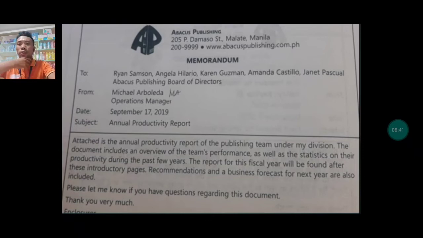In the annual productivity report of the publishing team under my division, the document includes an overview of the team's performance as well as statistics on their productivity during the past few years. The report for this fiscal year will be found after these introductory pages. Recommendations and a business forecast for next year are also included. Please let me know if you have questions regarding these documents. Thank you very much.